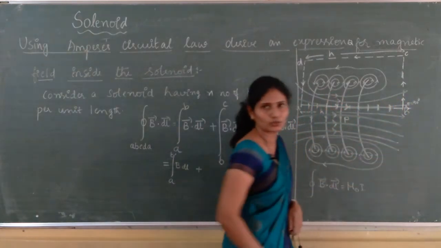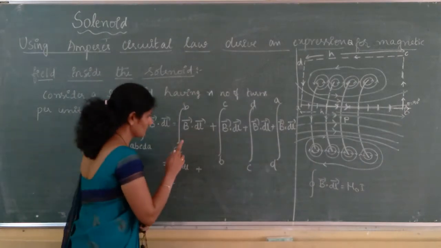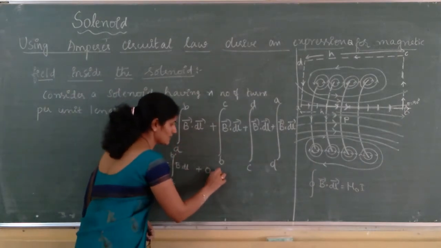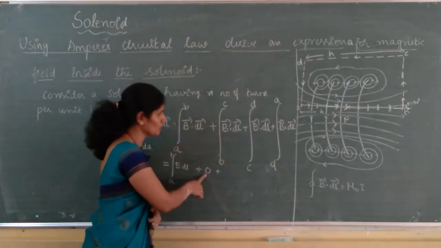They are perpendicular to each other. So, cos 90 is equal to 0. So, the second term becomes equal to 0, because cos 90 is 0.